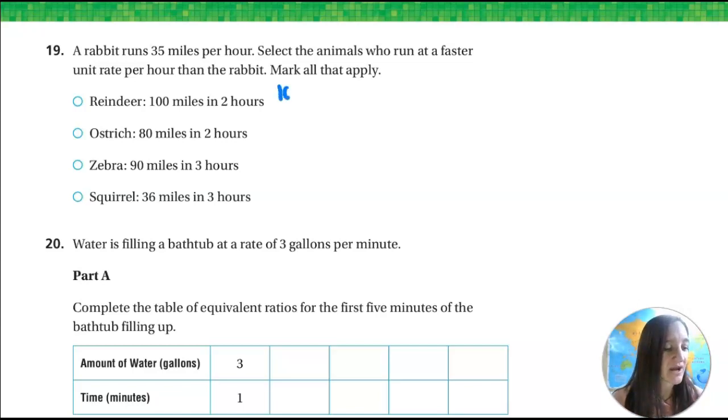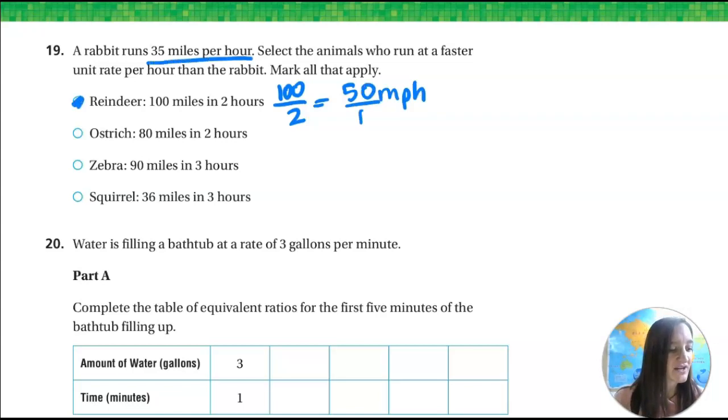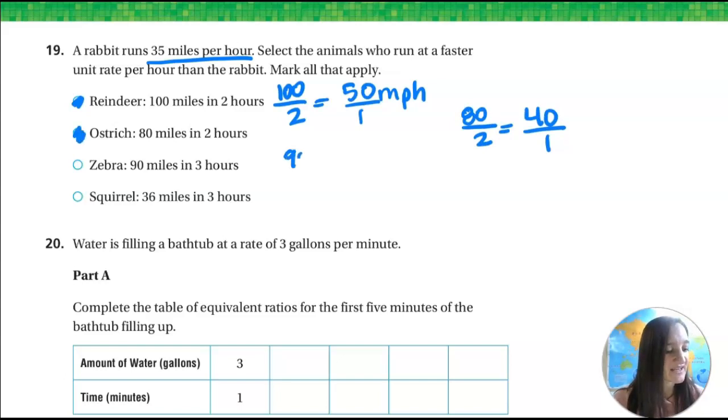So 100 miles in 2 hours is the same as 50 miles in 1 hour. Miles per hour, right? So the reindeer is faster than the 35 miles per hour. Ostrich is 80 miles in 2 hours, which is 40 miles in 1 hour. That's faster. The zebra is 90 miles in 3 hours. If I find the unit rate of that, it will give me 30 miles per hour. So that is not faster than the rabbit.